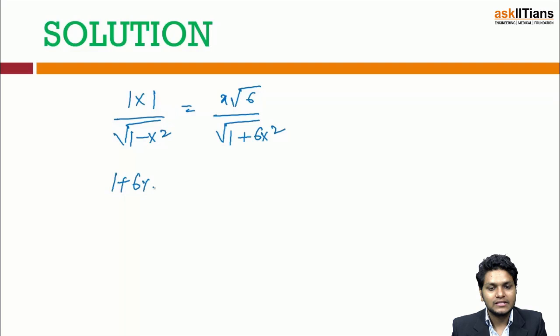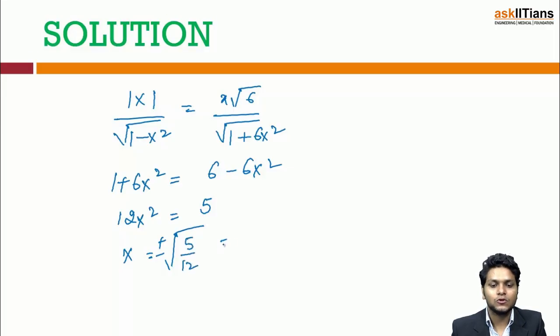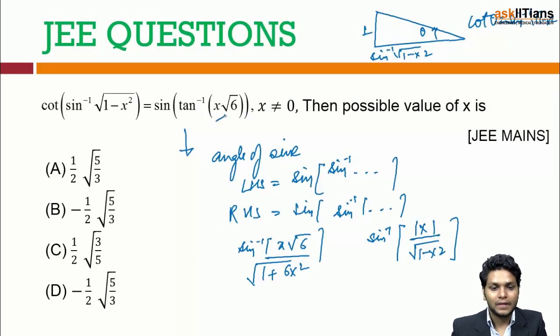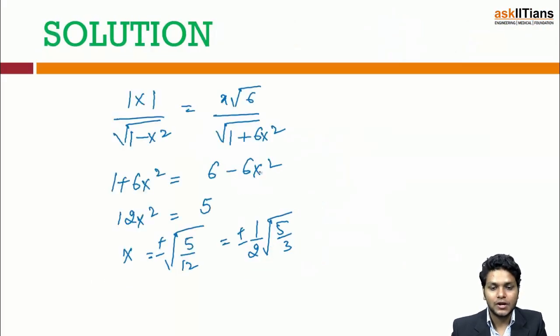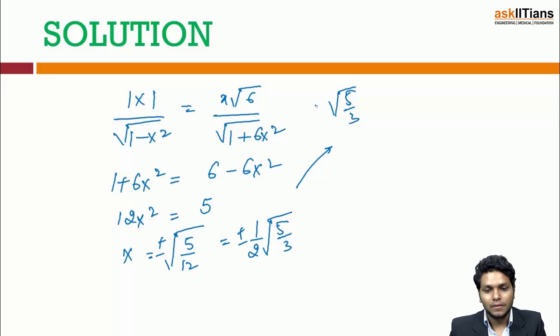So I'll get 1 plus 6x square as 6 minus 6x square. So 12x square will be equal to 5, and x will be equal to plus minus 5 by 12, or this can also be written as 1 by 2 root over 5 by 3. But see, as I have started with a linear value, right? And each and every value cannot just fit into this. So while checking, I have found that the answer to this question from the given options is root 5 by 3, 1 by 2, plus, which will automatically satisfy.